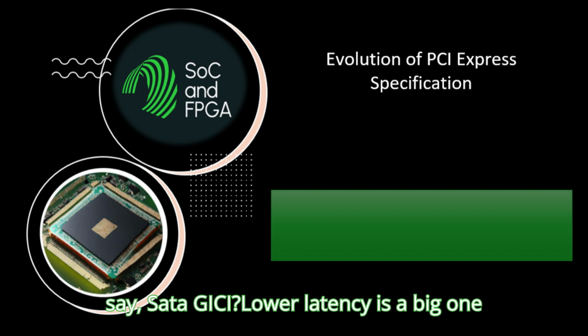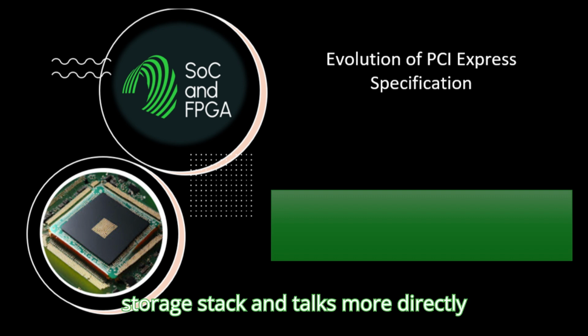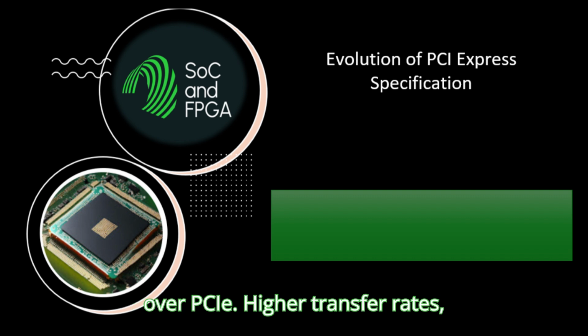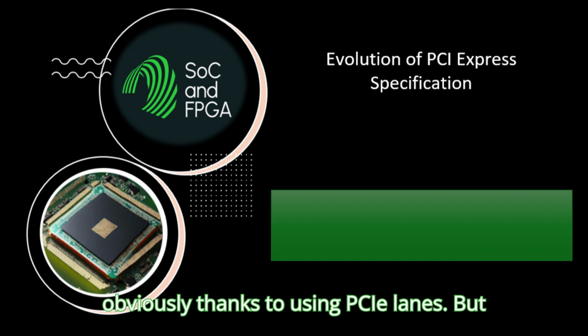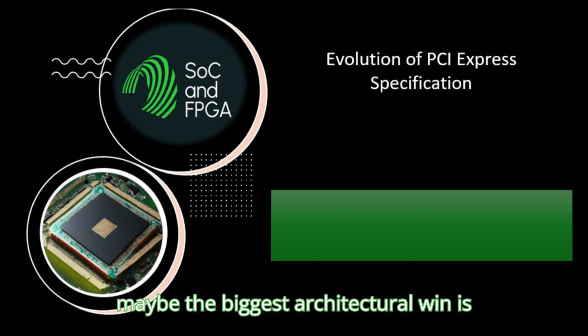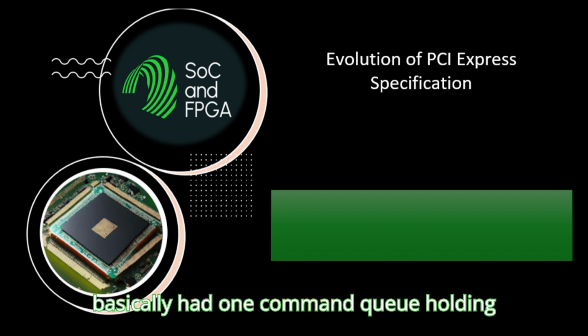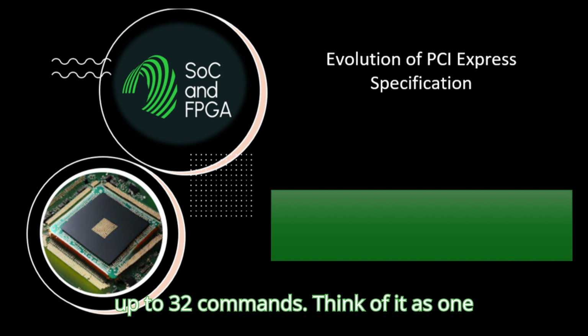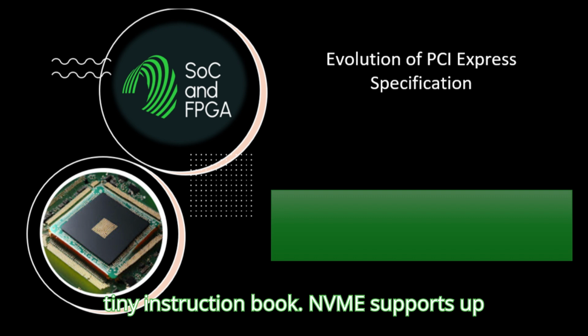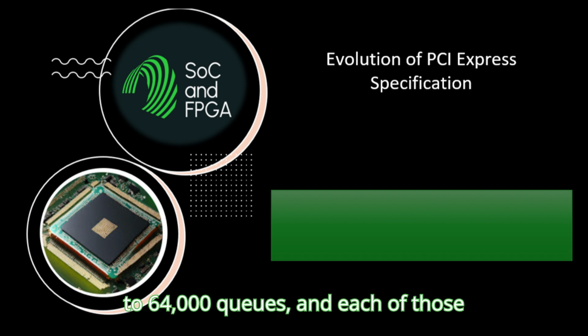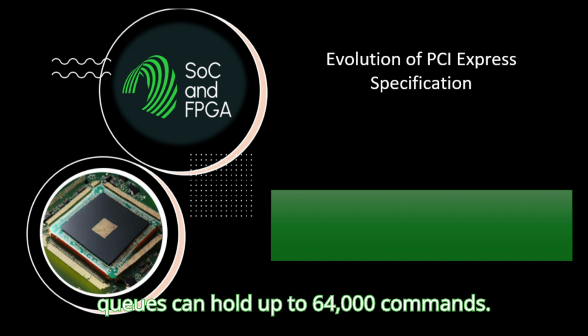Lower latency is a big one because it cuts out layers of the old storage stack and talks more directly over PCIe. Higher transfer rates, obviously, thanks to using PCIe lanes. But maybe the biggest architectural win is parallelism. Parallelism, how so? AHCI basically had one command queue, holding up to 32 commands. Think of it as one tiny instruction book. NVMe supports up to 64,000 queues, and each of those queues can hold up to 64,000 commands.